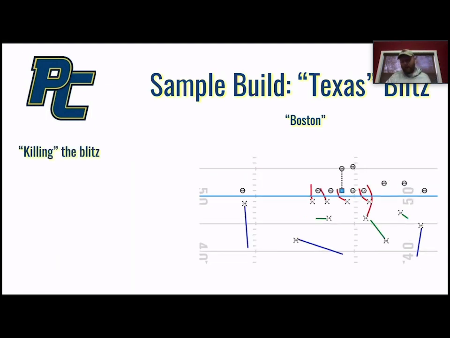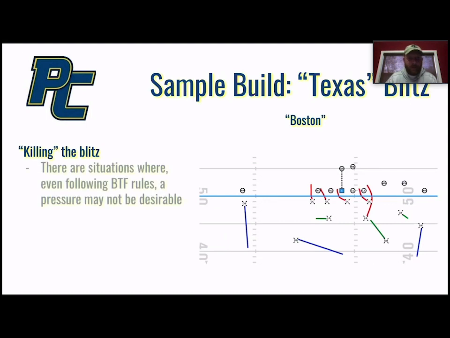Okay. Different reasons might kill the blitz. I just drew up in this example here, if we're in our Texas blitz, right, and let's say we were going to the back and they put everything to the boundary in this case. So our kids are calling Boston on the field based on that.